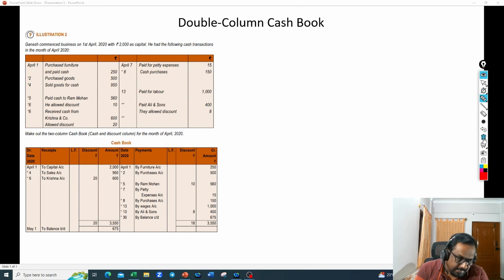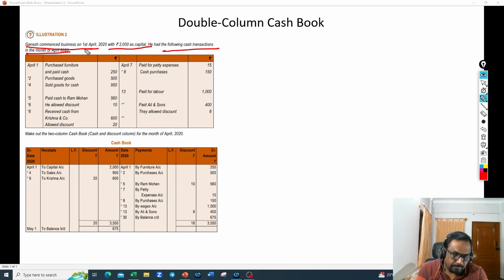Ganesh commenced business on 1st April 2020 with 2000 rupees as capital. He had the following transactions in the month of April 2020. I don't have time to read the total problem. You read it, pause it and read the problem. But I'll explain the solution along with this so that the video length can be reduced.